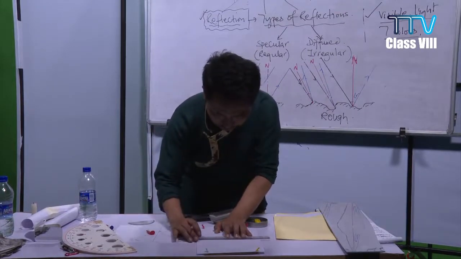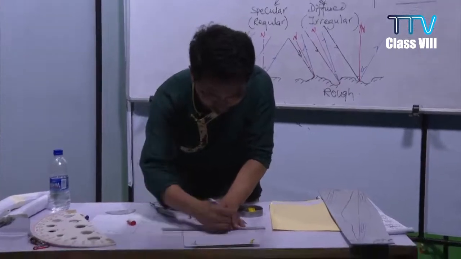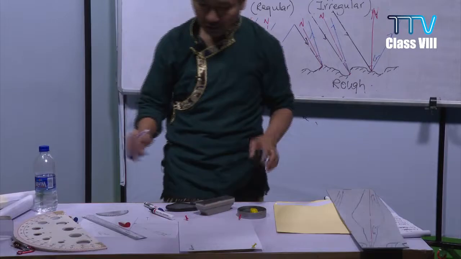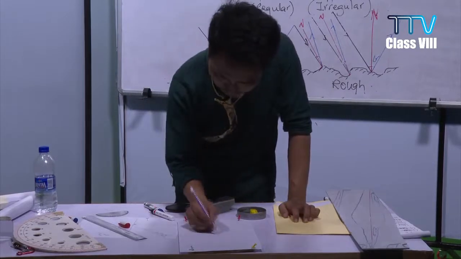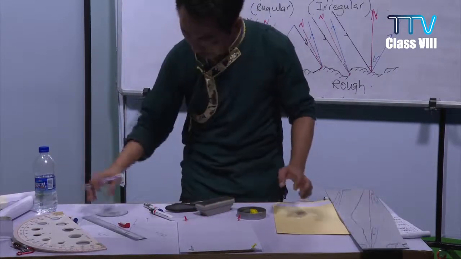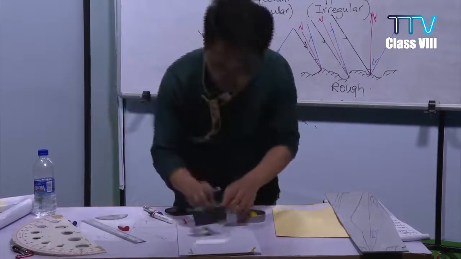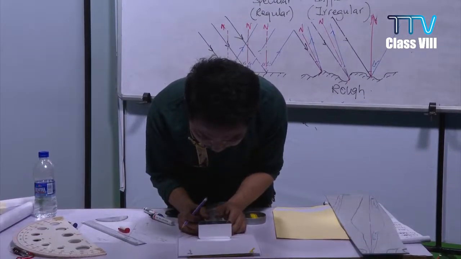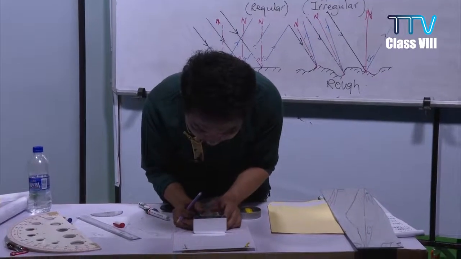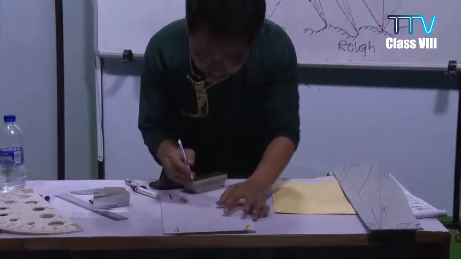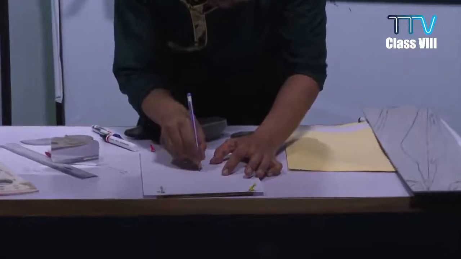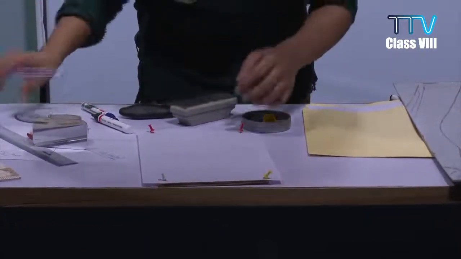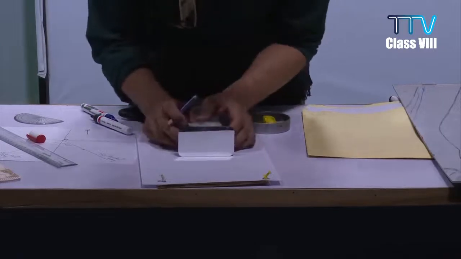Let's draw a straight line at the center of this page. Plane mirror is not a spherical mirror, it's a plane mirror. Let me mark a point at the center.